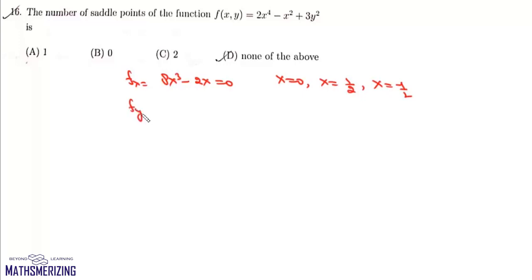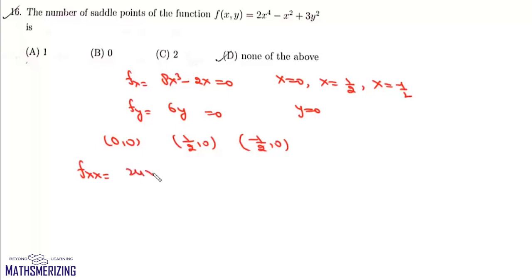And if we find fy, it will be 6y, and if we put it equal to 0, we get y equals 0. So we get 3 critical points: (0, 0), (1/2, 0) and (-1/2, 0). Now we'll find fxx, which will be 24x² minus 2, fyy will be 6, and fxy is 0.